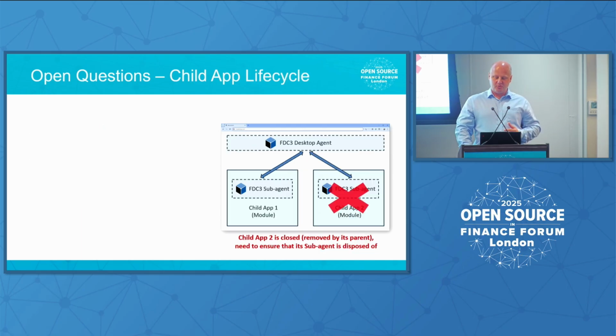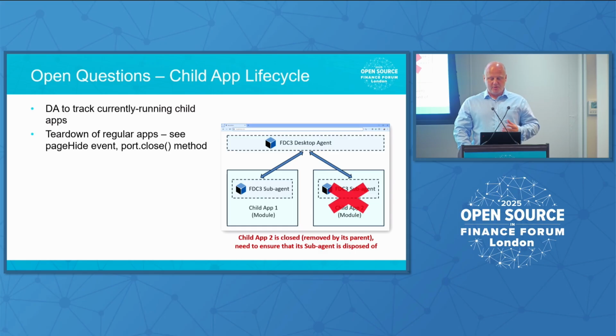Other questions relate to application lifecycle. If you think about how this will work with child apps, the desktop agent would need to track currently running child apps in the same manner as it does regular apps today. That part's probably quite uncontroversial. But when you think about teardown of apps, again, looking at regular apps, if you've got a regular app in a floating window and you close that window, or maybe you've got the regular app in an iframe and you remove that iframe from the document object model of the parent window, we benefit from things like the pagehide event, so we can get notified of that. And if you're using message ports, there are similar things you can do there as well.